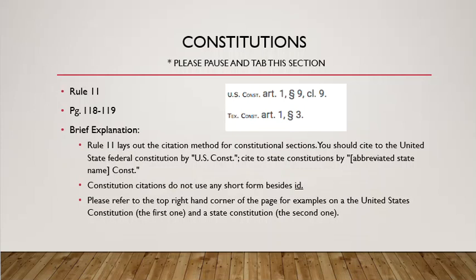Next, constitutions. This is Rule 11 of the Bluebook on pages 118 and 119. Please pause the video now and tab this section in your Bluebook.